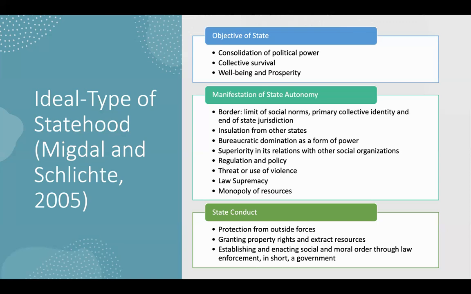But how do they conduct a country? They create a military to protect the country from outside forces. They also extract resources and grant property rights so the economy would be able to continue further. And of course, more importantly, they need to have a government in order to create regulations to enforce the social moral order that they claim to be the right thing to do through law enforcement.